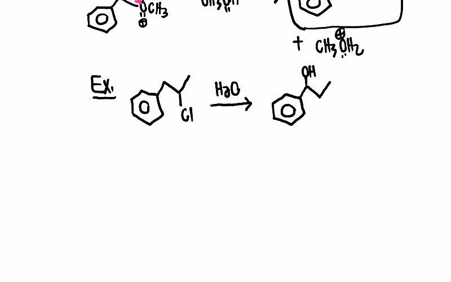So we're going to ask the question of, what's a reasonable mechanism for this reaction? So we're saying that we start off with the molecule that we see here on the left, our chlorine substituted molecule. And notice that the chlorine there is not at the benzylic position. But then we get a product here where the hydroxy group is at the benzylic position.